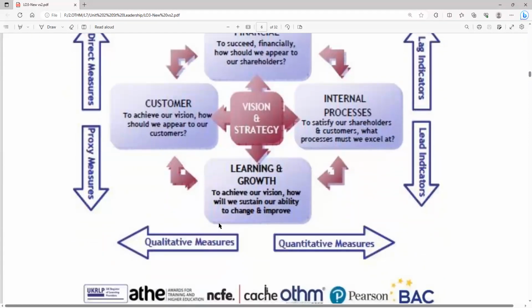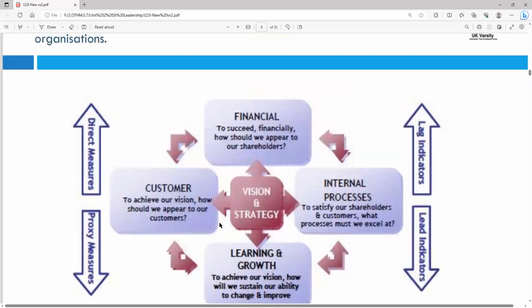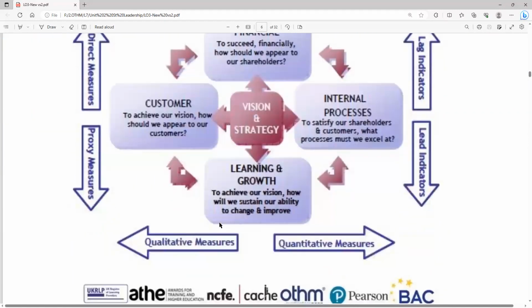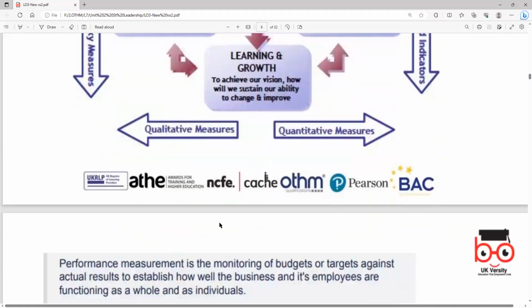You can look at the qualitative measurement. You can look at the quantitative measures in terms of scorecards. There are direct measures, and there are indirect measures. There are lead measures, and there are lag measures or indicators, as they call them. So there are different ways of measuring the effectiveness and efficiency of an organization.